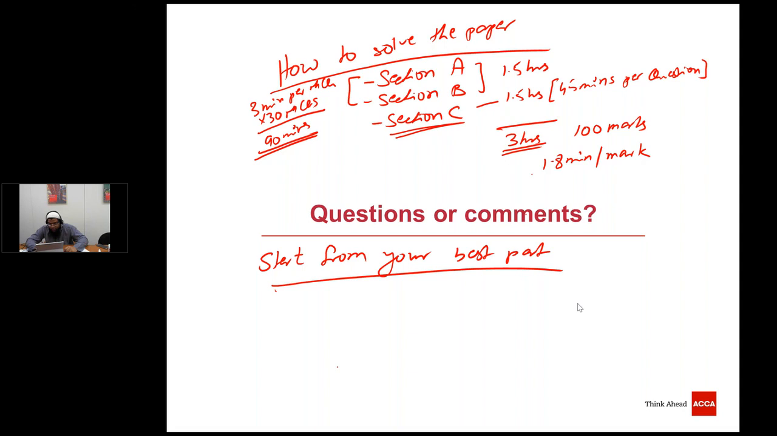Smita, in Section C, you are going to find a final accounts question and a ratios question. If not, then a consolidation question and a ratios question. So the ratios question will be there with either final accounts or the consolidation. But my idea is that the more chances are of a final accounts question.